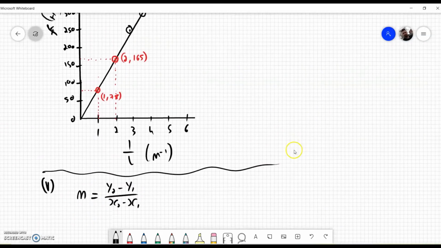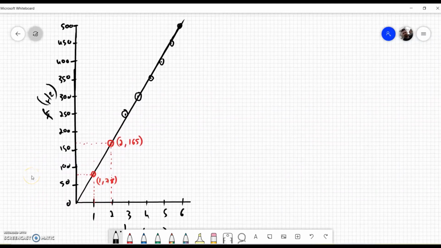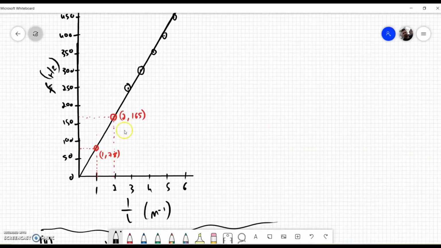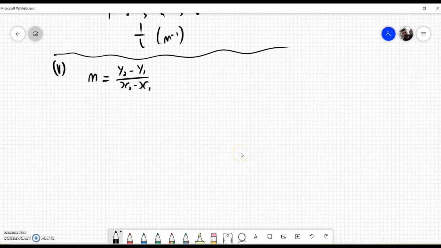What I tend to do is pick 2 points that weren't the data points, and I try to avoid 0, 0. That said, it doesn't mean you have to. You can pick 0, 0 if it's on the line, but I always just try to pick 2 points that are not. So I picked these 2 red points here, 1, 78 and 2, 165. So I'm just going to write these numbers in here. 1 and 78, and the other one was 2, and it was 165.